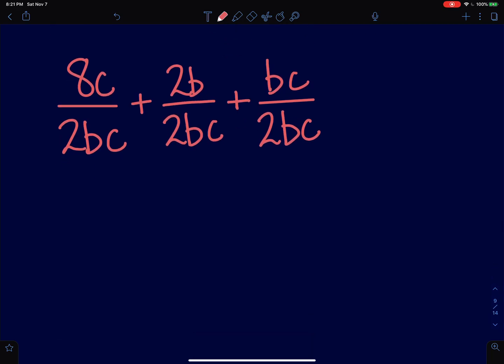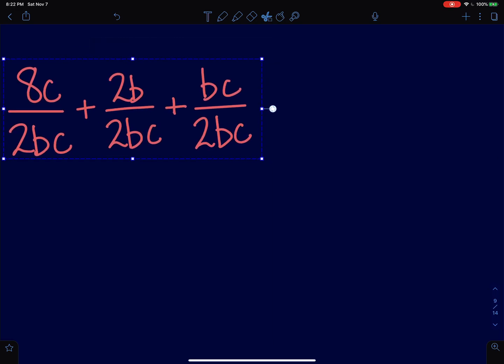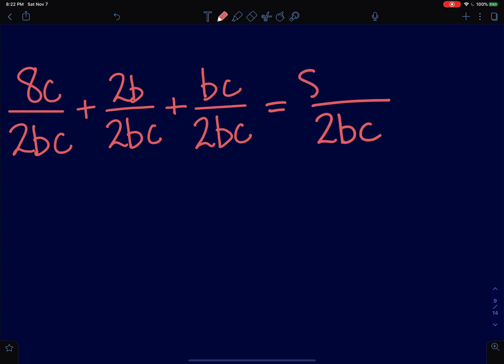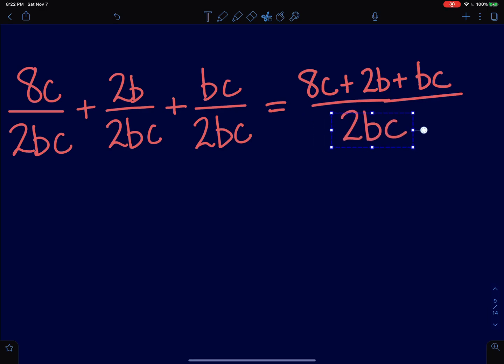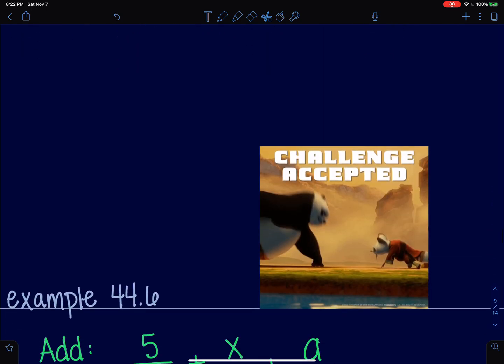Now, I know that my answer, let's move it and make it a little smaller. My answer is going to have a denominator of 2bc. The top is going to be 8c plus 2b plus bc. And there are no like terms there, so that's just the whole answer to the whole darn thing. Okay, so that is the right answer, and let's move on to the next one.